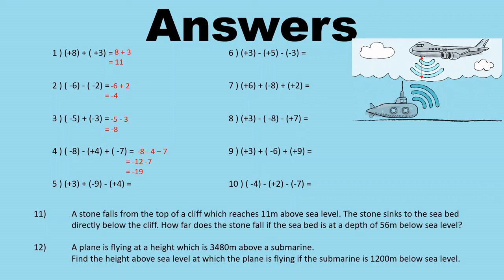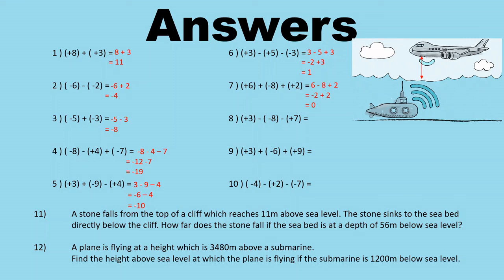We'll do the same thing for all of our other questions. So this is 3 minus 9 minus 4. 3 minus 9 is minus 6. So minus 6 minus 4 is minus 10. Question 6, 3 minus 5 plus 3. So negative 2 plus 3 is 1. Question 7, 6 minus 8 plus 2. That's negative 2 plus 2, which will be 0.